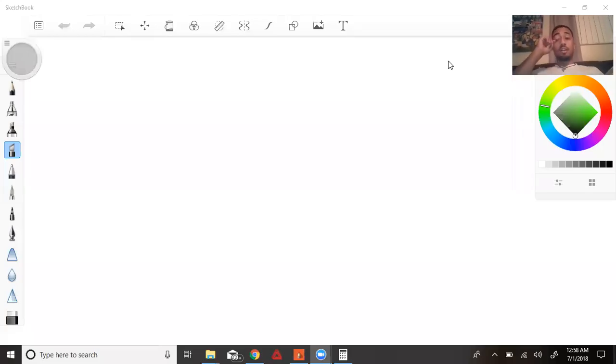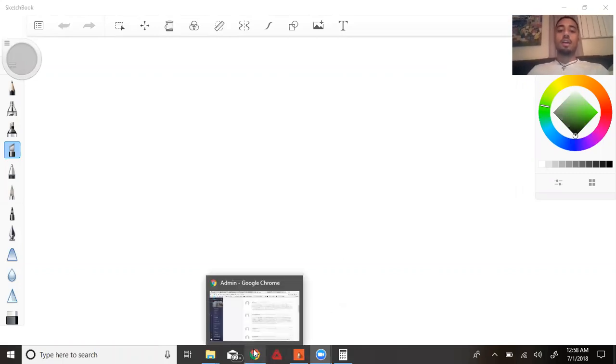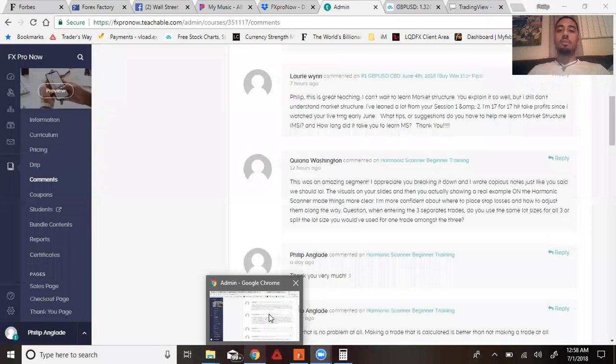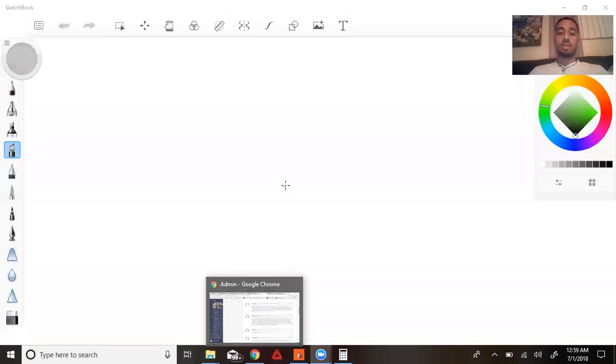So somebody asked a pretty good question when it came to the harmonic scanner. What they asked was, let's just say you have three separate trades that you're entering in on, and do you use the same lot size or do you split the lot sizes when it comes to the three trades that you're doing with the harmonic scanner?